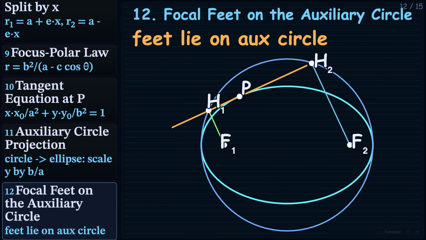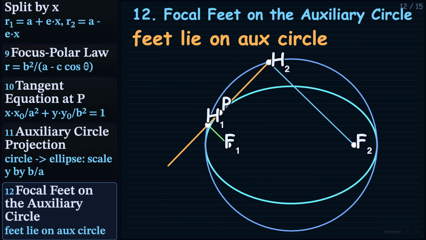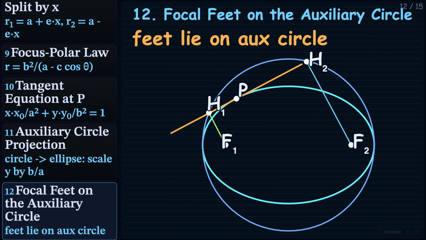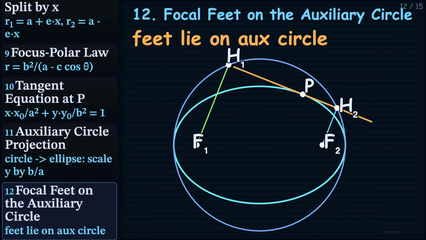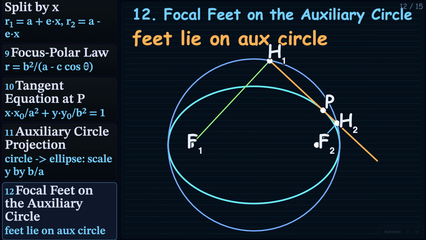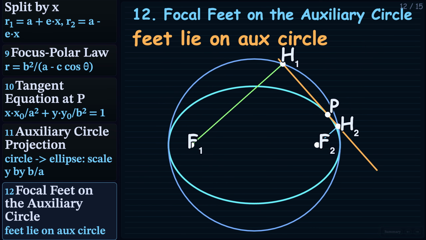Number 12 out of 15. Focal feet on the auxiliary circle. If you drop perpendiculars from the foci to the tangent, those feet land on the auxiliary circle. Proof hint. Use right triangles along the tangent together with the tangent reflection structure.